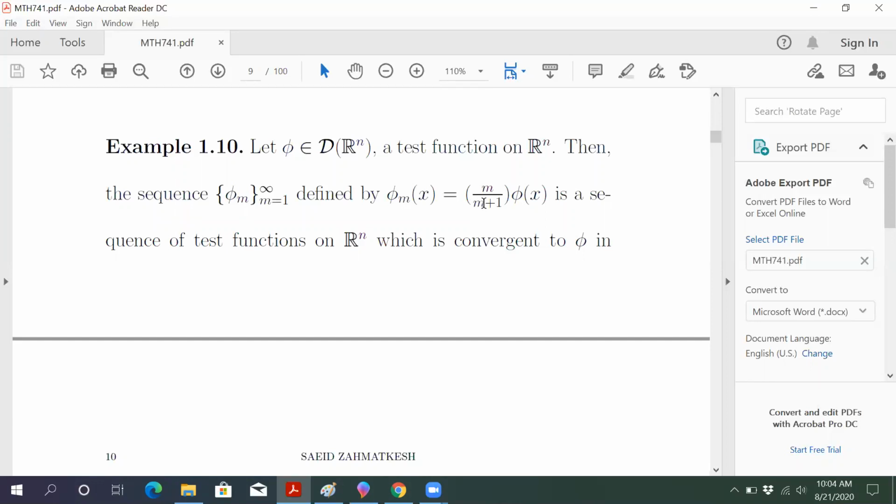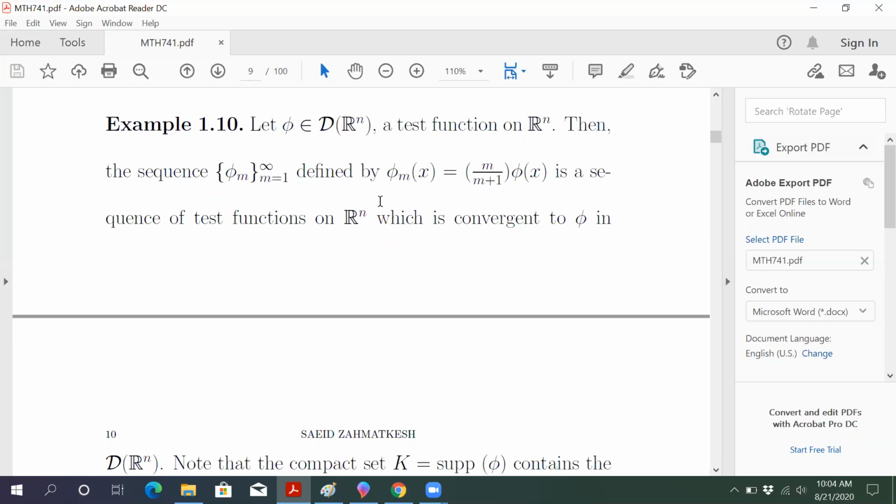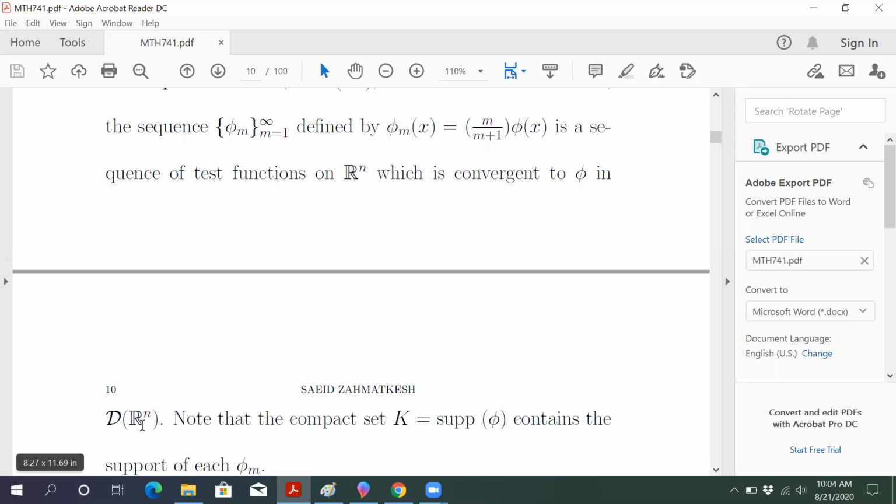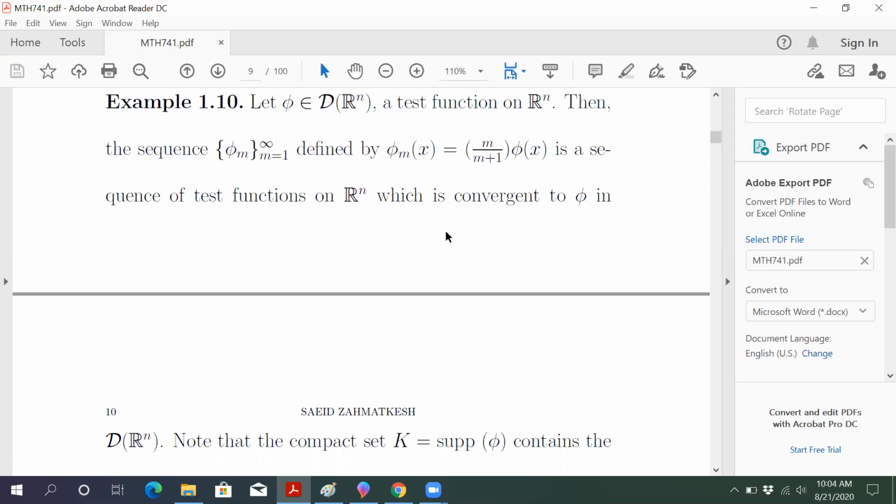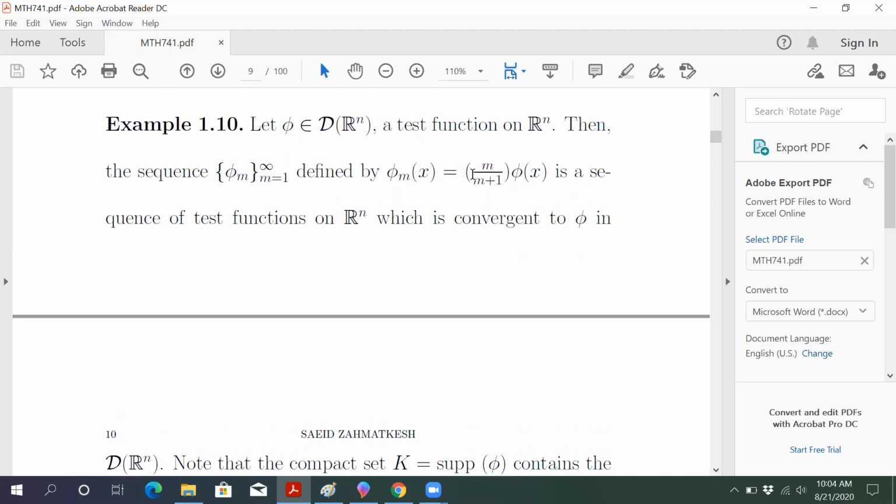Yes. A scalar multiple of a test function is a test function. So each phi m is defined to be the scalar multiple of phi, so definitely each phi m is a test function. We can show that this sequence of test functions converges to phi in the topology of DRN. I leave it to you to check the details. However, I'm not going to ask you. But at least look here.